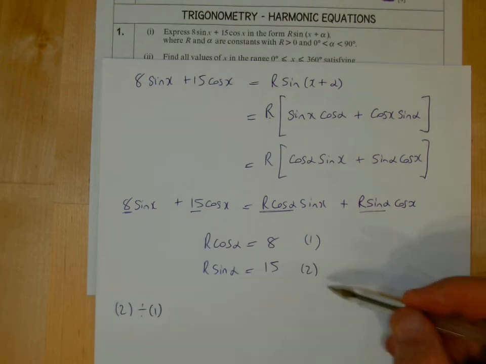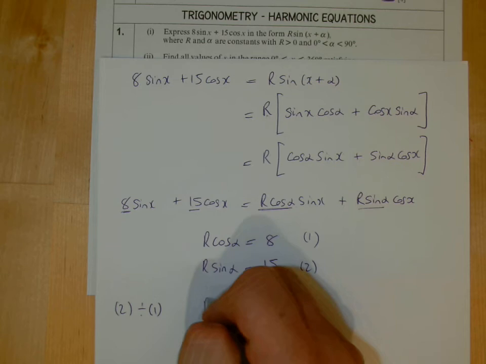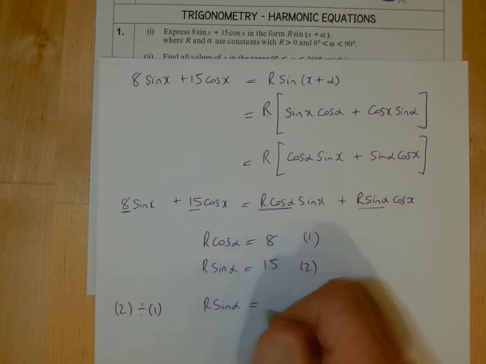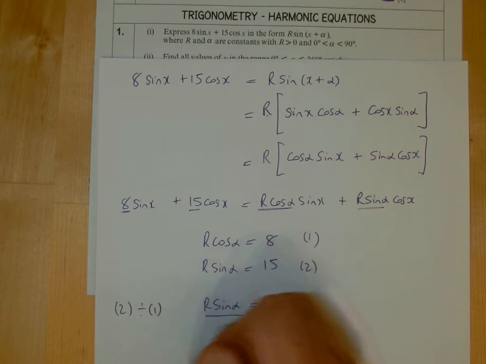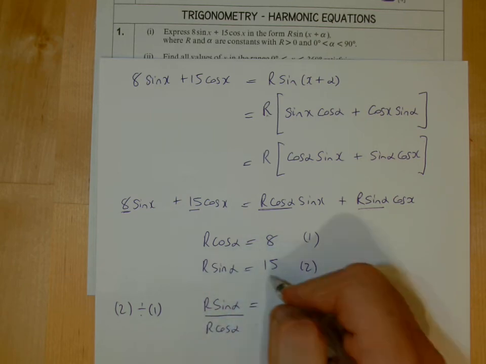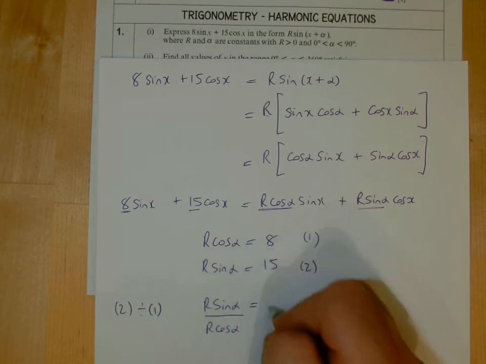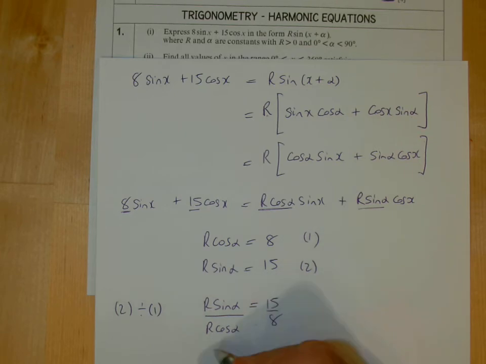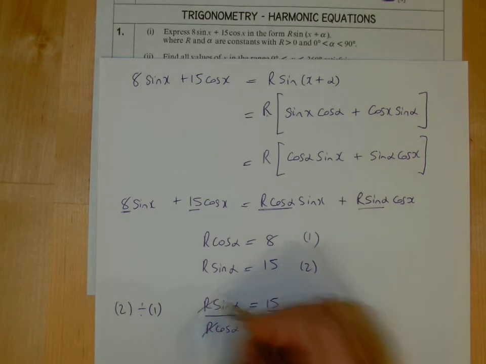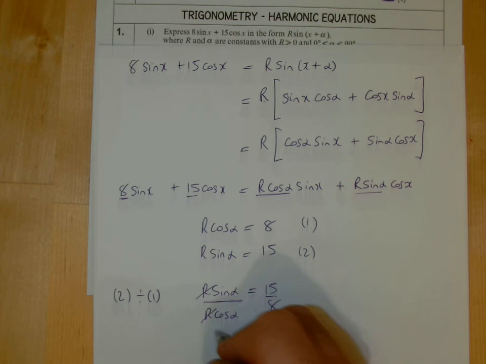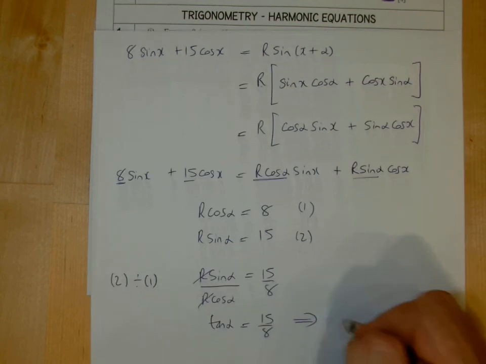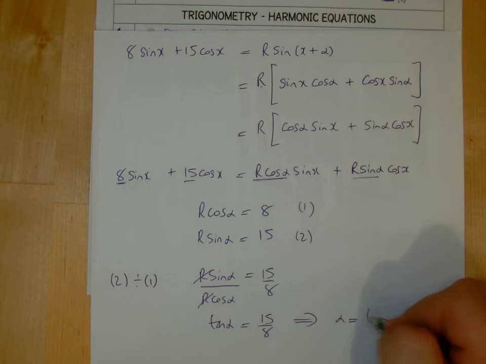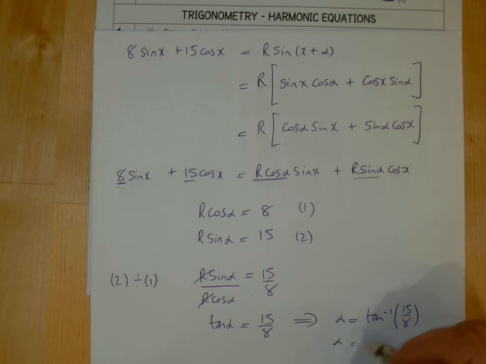Okay. And if I do 2 divided by 1, you'll notice I've got r sine alpha here, divided by r cos alpha. On the other side of equals, I have 15 divided by 8. Now what you'll notice is, of course, the r's will cancel. And you know sine alpha over cos alpha is just tan alpha. 15 over 8. So that implies alpha will be tan to the minus 1 of 15 over 8, so you can get your alpha.